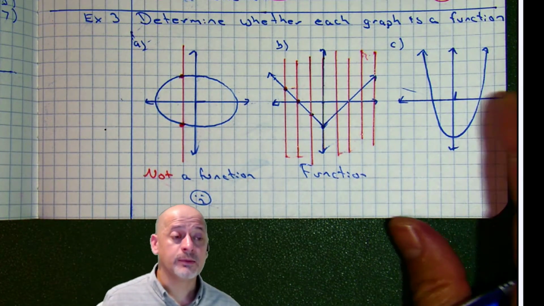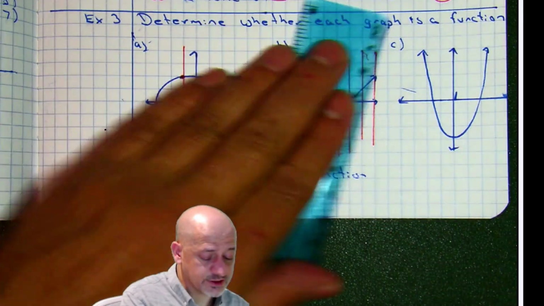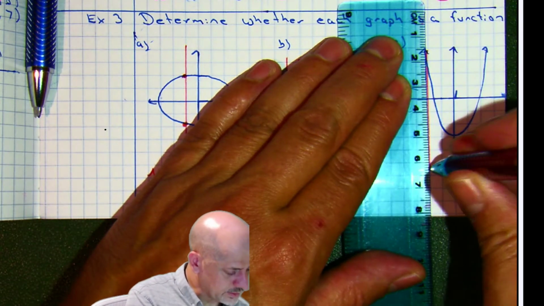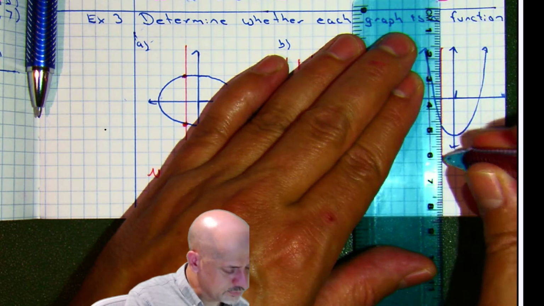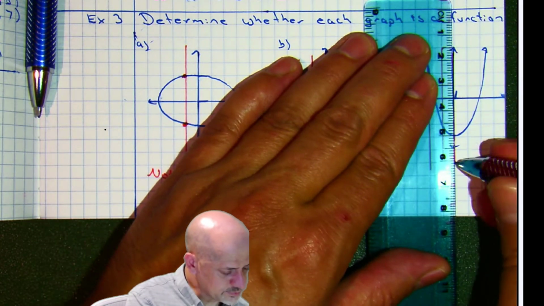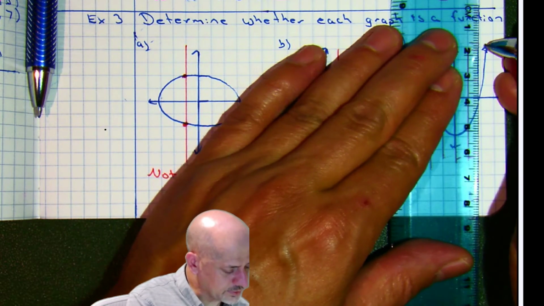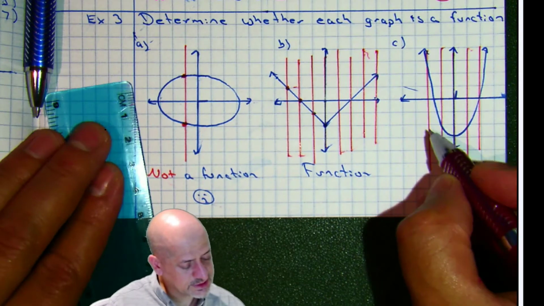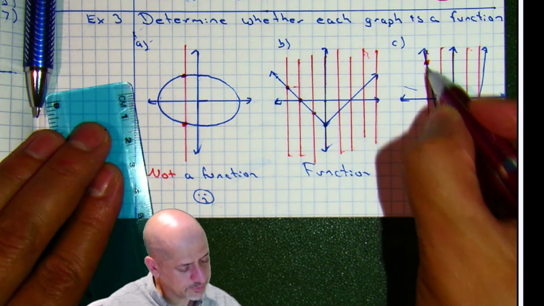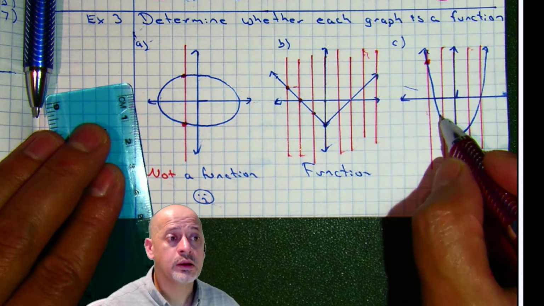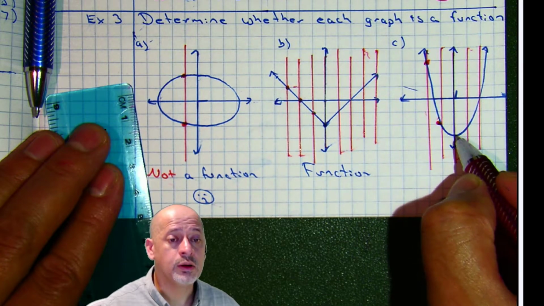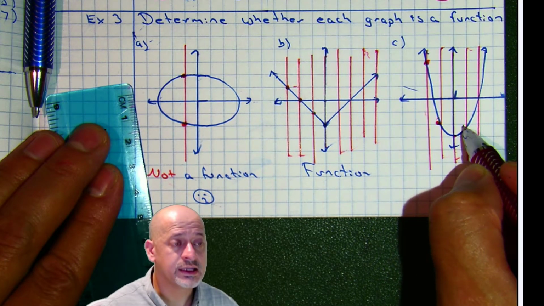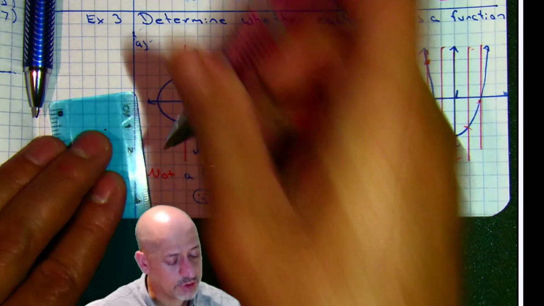How about for the last one? Last example for today. Is this a function? Yes. Notice that if I just make my vertical lines first, and then I think about how many times this line crosses? Once here. How about this one? Only once. Over here, only once, once, and only once. So that one is a function.